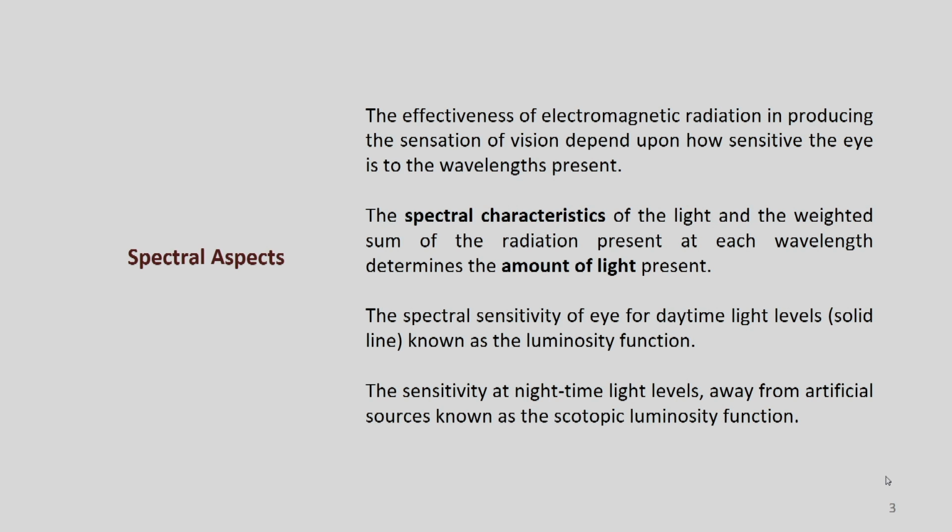The effectiveness of electromagnetic radiation in producing the sensation of vision depends upon how sensitive the eye is to the wavelengths present in the environment. So, when we are talking about the effectiveness of that electromagnetic radiation, that is the spectral aspect of the visual environment. The spectral characteristics of the light and the weighted sum of the radiation present at each wavelength determine the amount of light present in the environment. The spectral sensitivity of the eye for daytime light levels is known as the luminosity function.